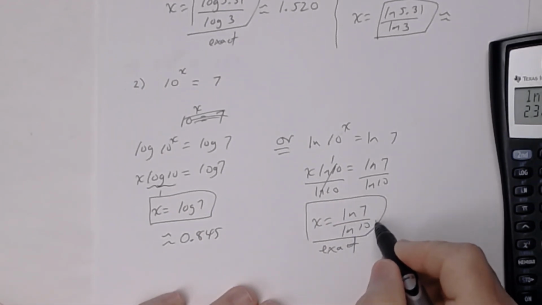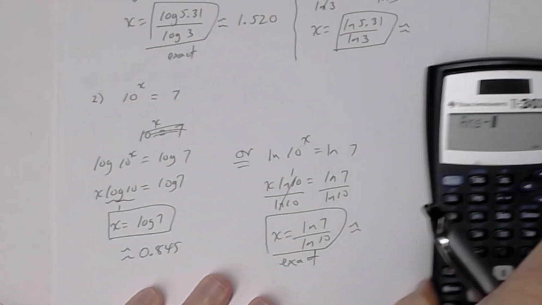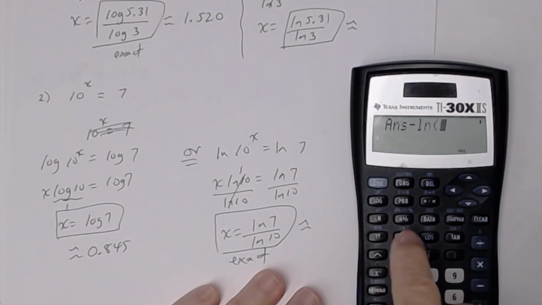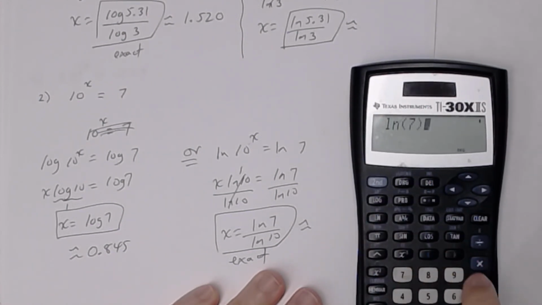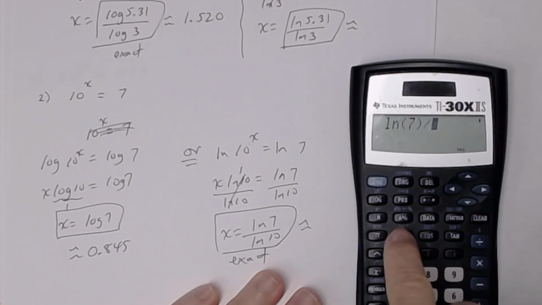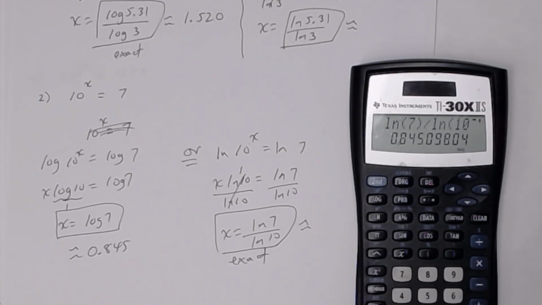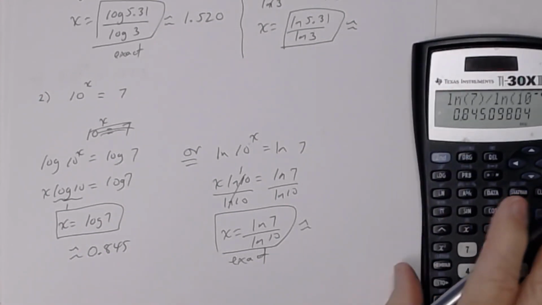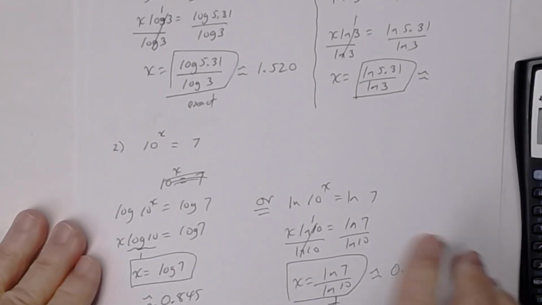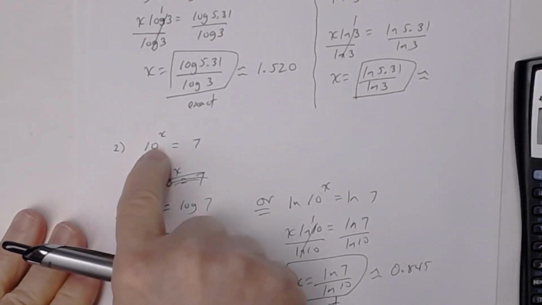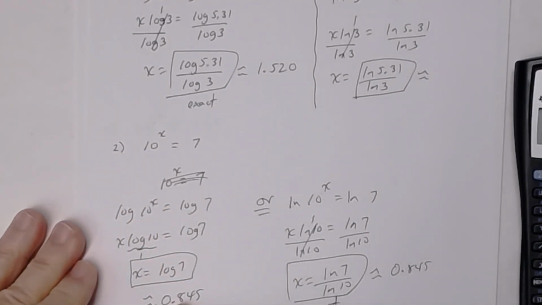If I use my calculator now to approximate this, it will be this right here. So watch. You're going to get the natural log of 7, close the parentheses, divided by the natural log of 10, close the parentheses, and notice you get the same thing. Okay, so 0.845. All right, but the point's this. Whenever you see a base 10, you're going to use a common logarithm. That's the most efficient way.